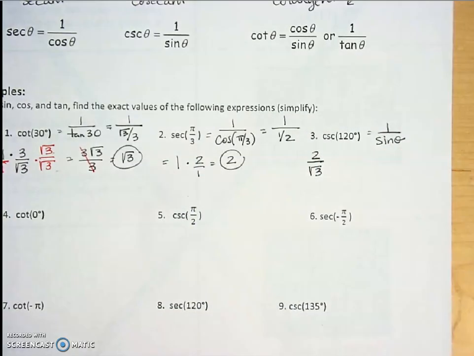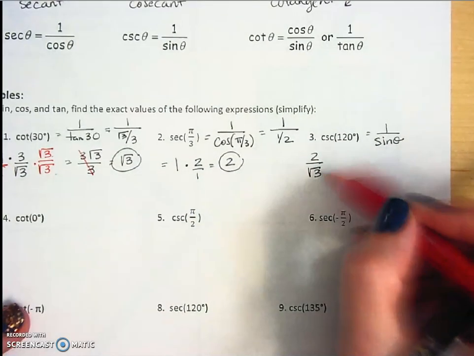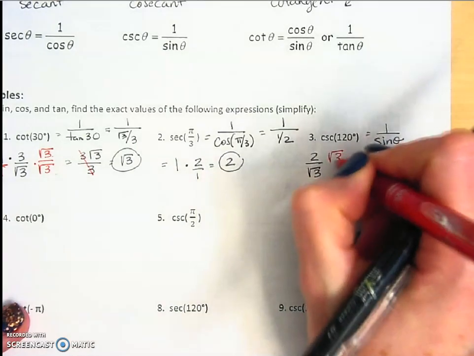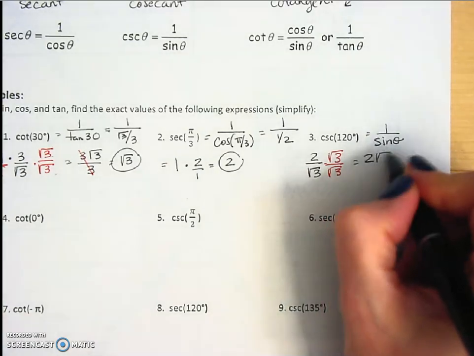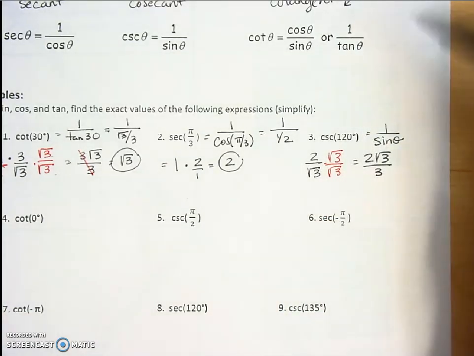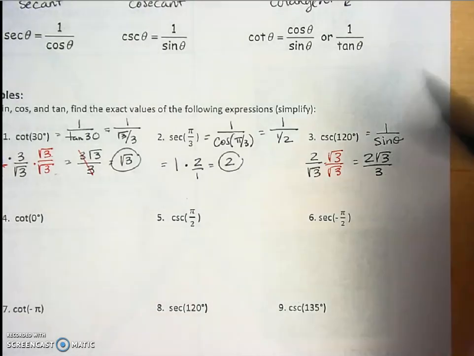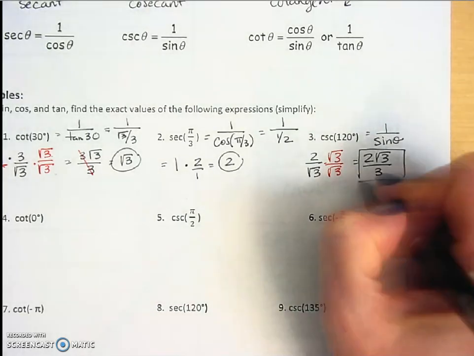We don't want to stop there because we want to rationalize the denominator. Multiply across the top and the bottom. See if you can simplify 2 over 3. You can't, so you are done.